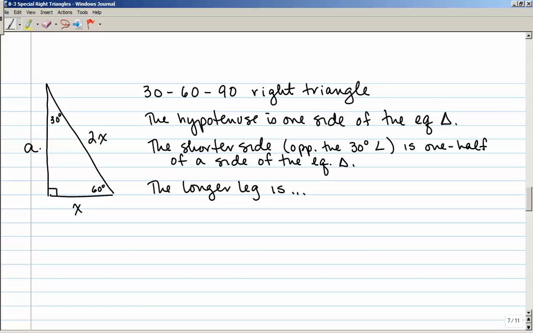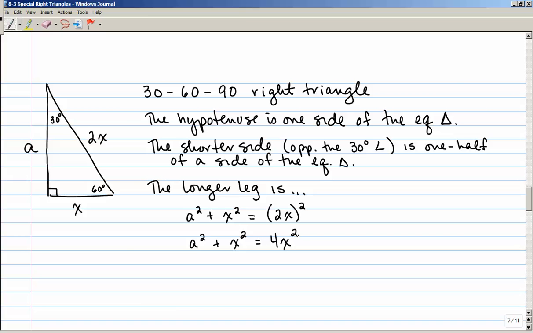Again, we're going to use the Pythagorean theorem, so let's call it a. So a squared plus x squared equals 2x squared. Notice that I put the 2x in parentheses because I want 2x times 2x, which gives me 4x squared.